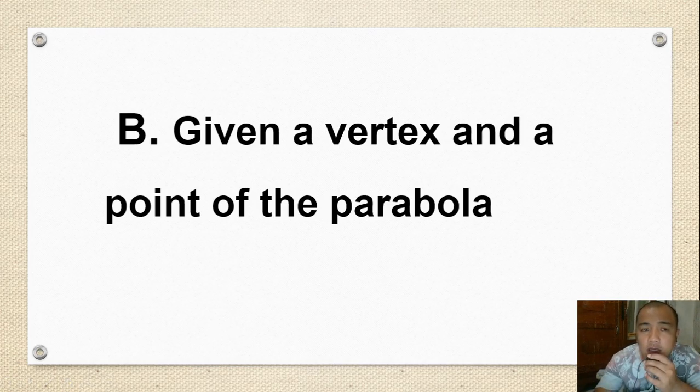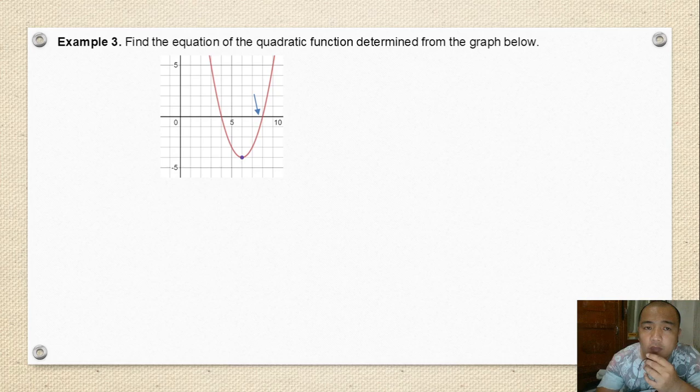Another one, letter B, given a vertex and a point of the parabola. Number 3, find the equation of the quadratic function determined from the graph below. What you can see in the graph is a vertex and a point that the parabola passes through. So what is the vertex? 1, 2, 3, 4, 5, 6. 6, negative 4 is the vertex. At the same time, it passes through 8, 0.